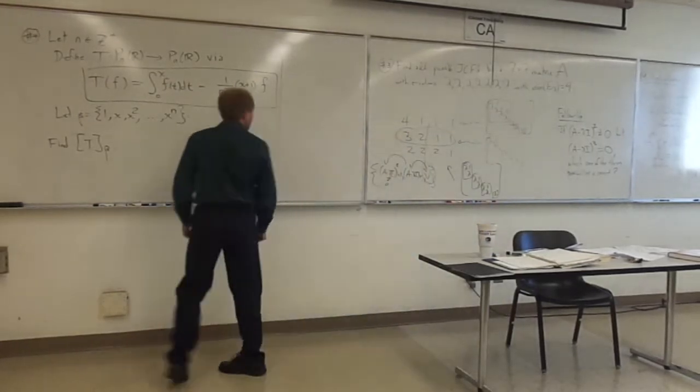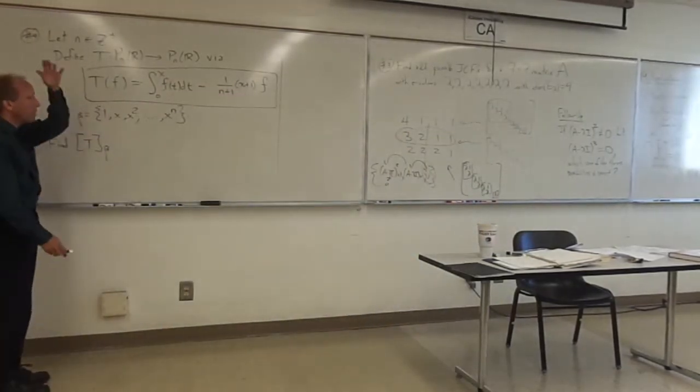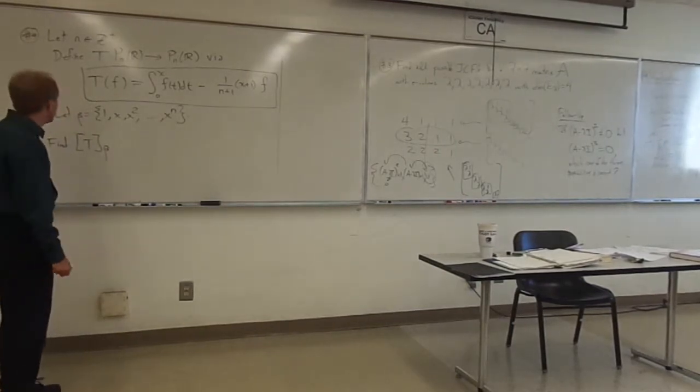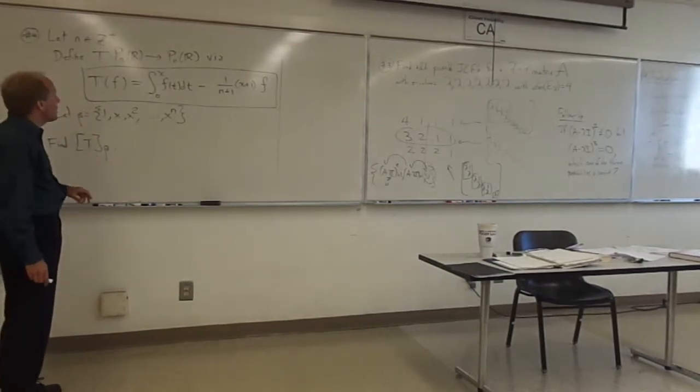Okay, so we're practicing kind of the same stuff that other example was going to practice. So to find this matrix representation, what do we need to do?